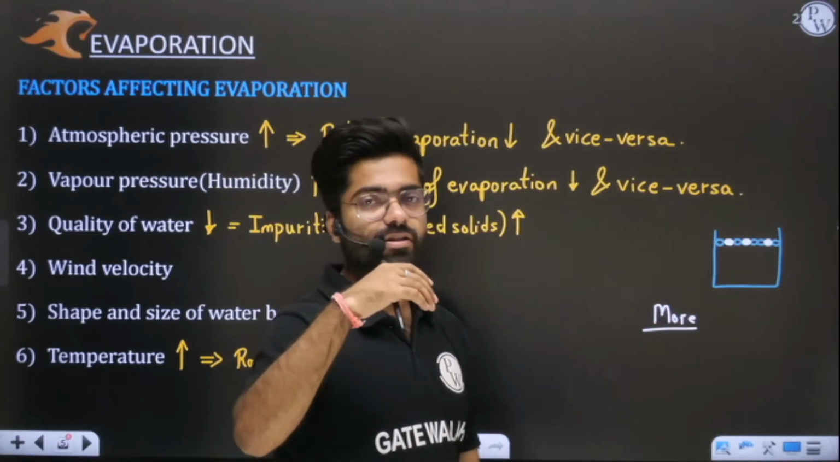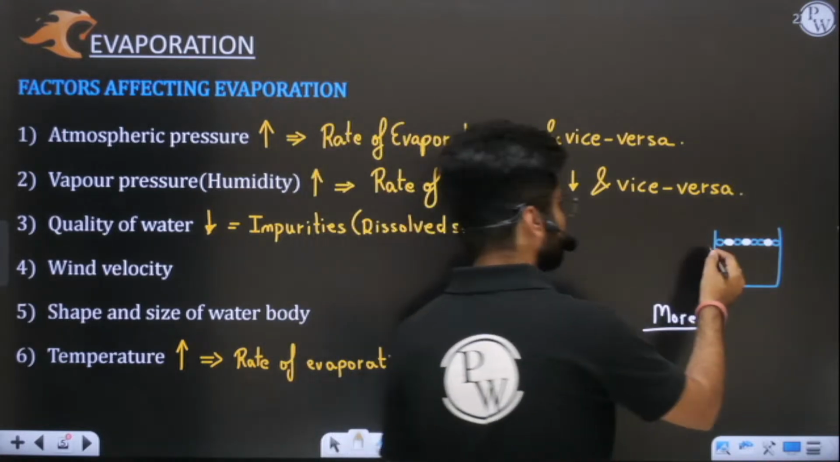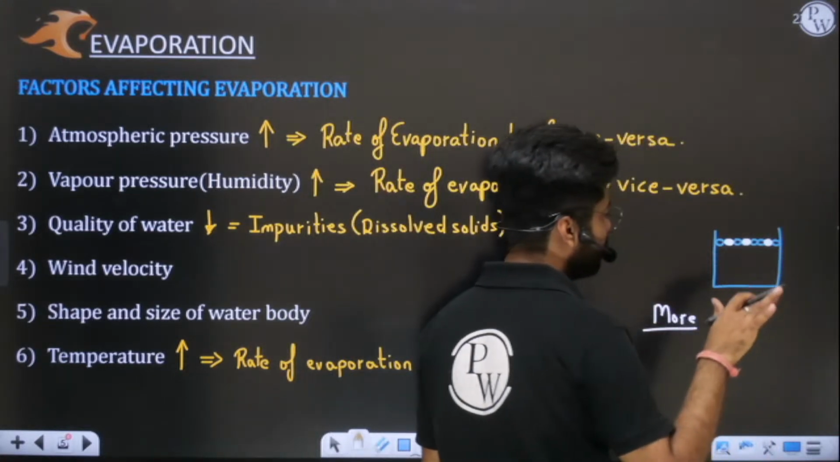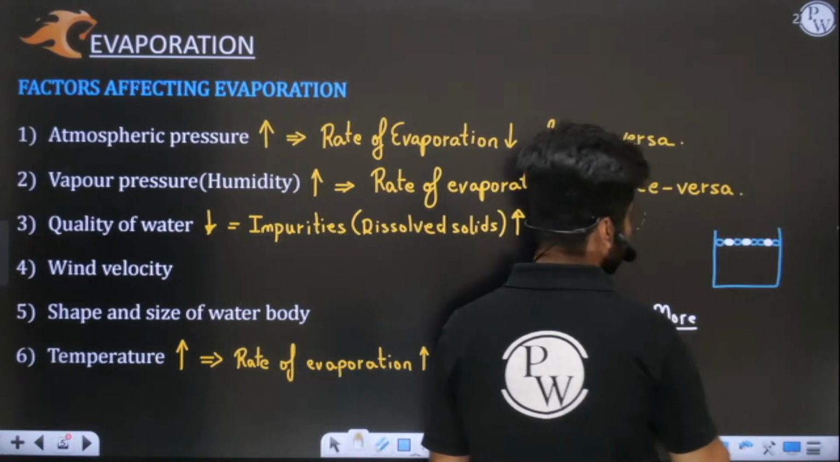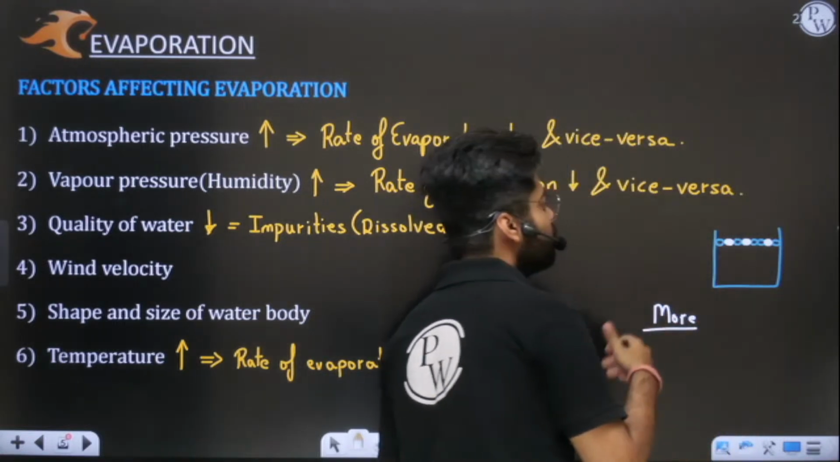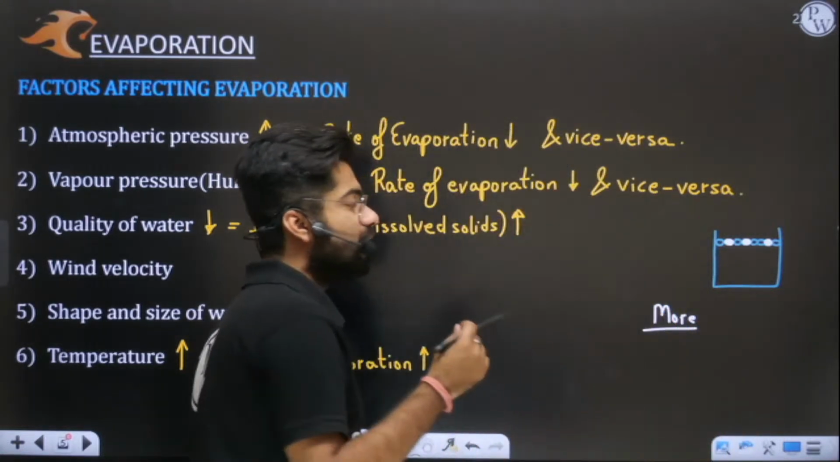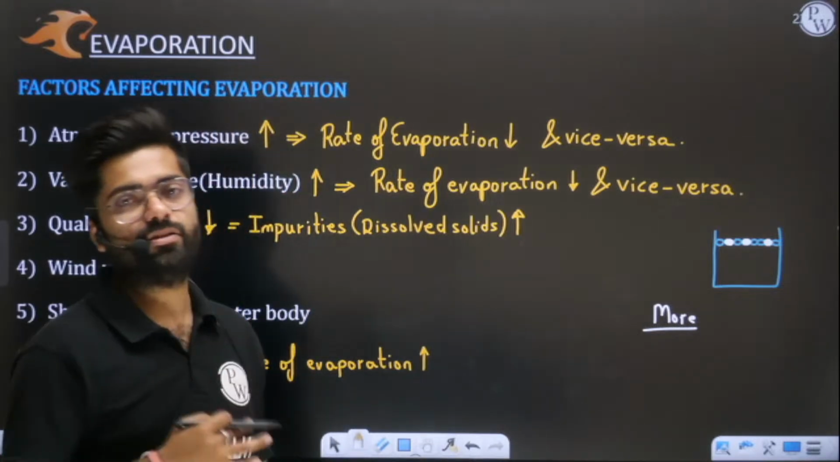Exposed water that can evaporate. Now we have less exposed water. Surface area has gone down, so obviously less exposed water is there. So obviously evaporation will go down because some water molecules are replaced by impurities or dissolved salts.